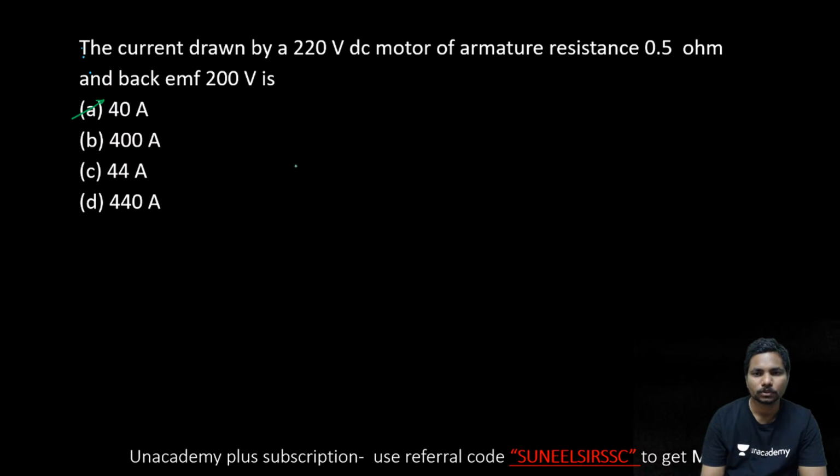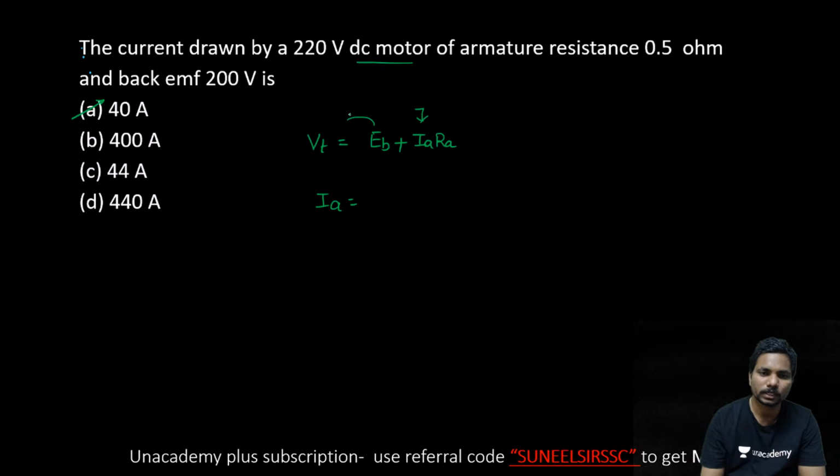Here they are asking about the case of a motor. In a motor, we give the supply, the terminal voltage. After that, we get the back EMF, and also there is an IaRa drop. They are asking about the current, that is Ia. From this, Ia is equal to terminal voltage minus EB, divided by RA. The terminal voltage given is 220 volts and EB is 200 volts.